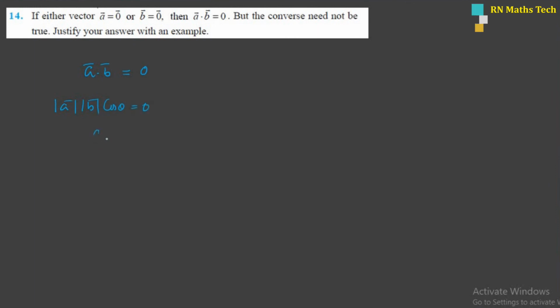Okay, that is cos theta is equal to 0, which implies theta is equal to 90 degrees. That is, a bar is perpendicular to b bar. Okay, so consider the example. A bar is equal to i plus j and b bar equal to i minus j. What is a dot b? A bar dot b bar is equal to 1 minus 1, that's equal to 0.